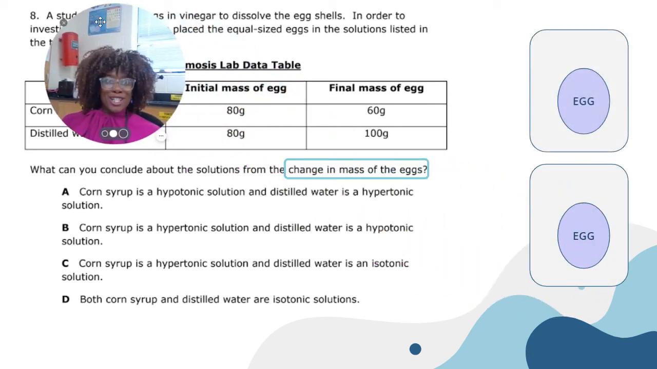Well, next we draw pictures. So I have my egg, which is my cell, and I have my beaker, which is filled with either corn syrup or water. And I'm going to basically just diagram what we just saw. So corn syrup made the egg lose mass, and water made the egg gain mass.